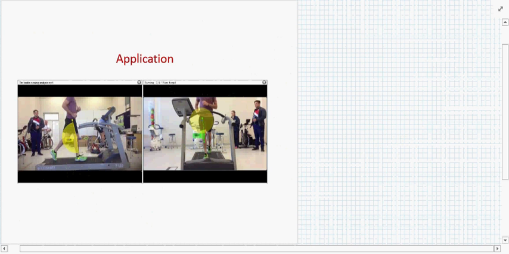So things like your dynamic Q angles would be of significant interest, because that's going to tell us things like risk for knee pain, for example, or hip pain, or whatever the associated abnormalities may be.